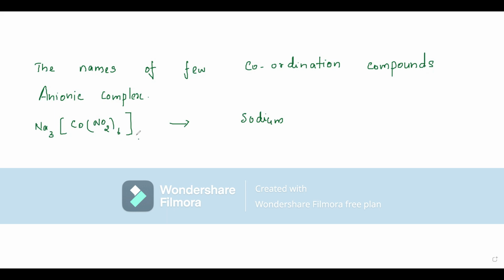Moving into the square bracket, ligand should be named first. The ligand here is NO2. NO2 is an ambidentate ligand, which means the pair of electrons of the ligand can be donated to the central metal through nitrogen or through oxygen. But when it is written NO2, it is evident that nitrogen donates the pair of electrons to the central metal. The dative bond is formed from nitrogen to cobalt.